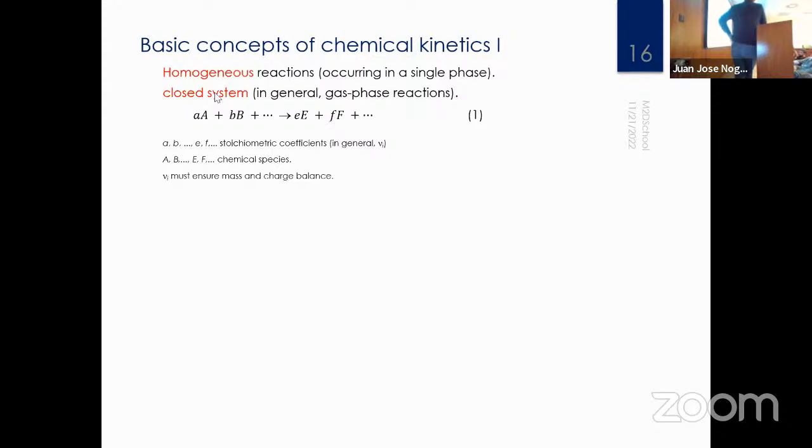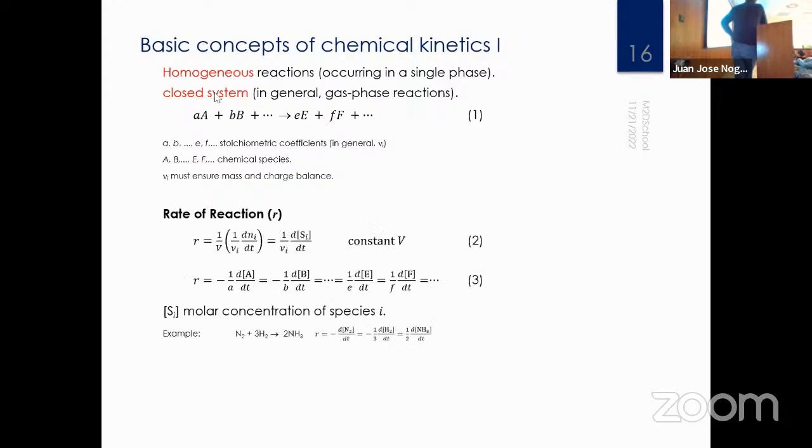Chemical kinetics. So, for instance, if we want to study homogeneous catalysis, this is the typical way in which we write a given chemical reaction, where the small letters a, b, e, and f are the stoichiometric coefficients, and then capital A, B, E, and F are just the chemical species. This you know very well.